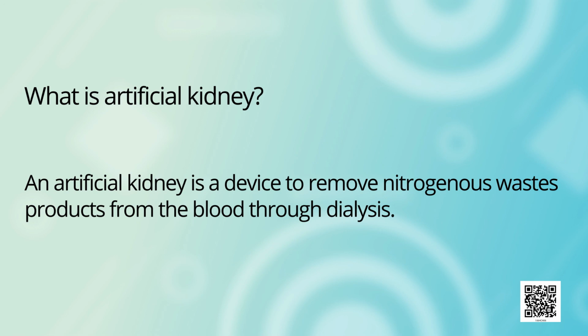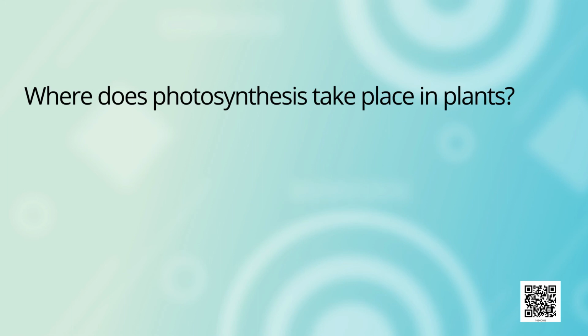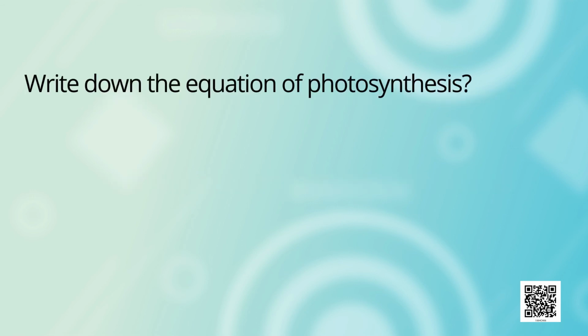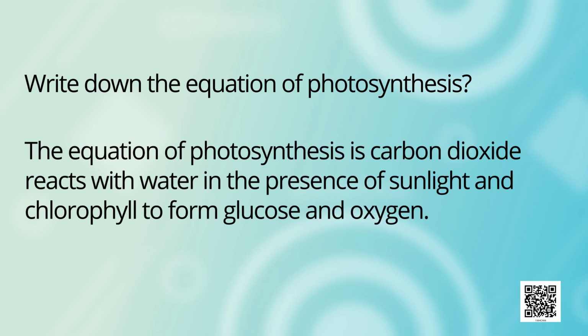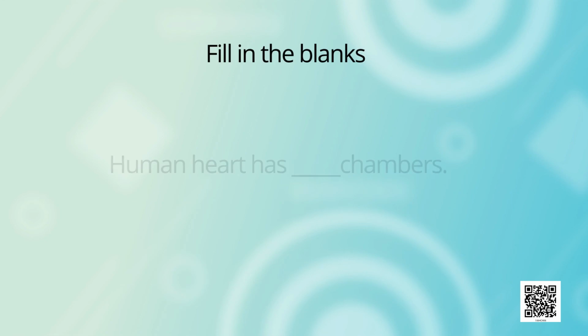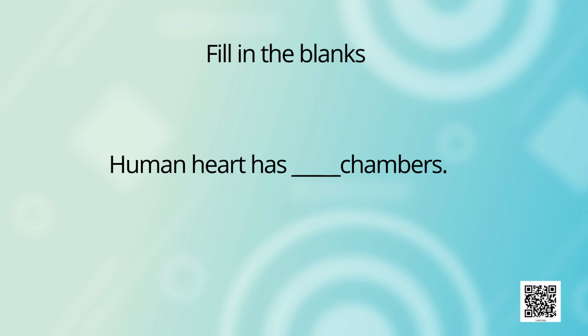My next question is, where does photosynthesis take place in plants? Photosynthesis in plants takes place in leaves. My next question, write down the equation of photosynthesis. So the equation for photosynthesis is carbon dioxide reacts with water in the presence of sunlight and chlorophyll to form glucose and oxygen. My next question, fill in the blanks. The human heart has dash chambers, and the right answer is 4.